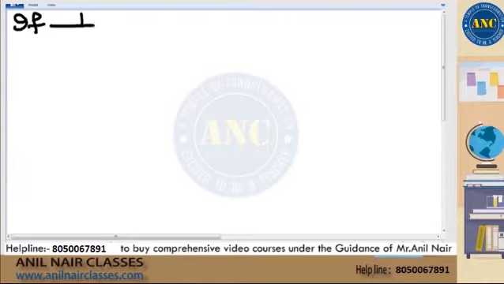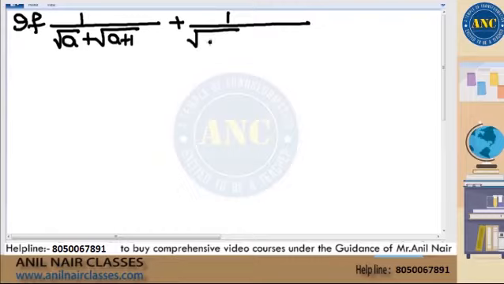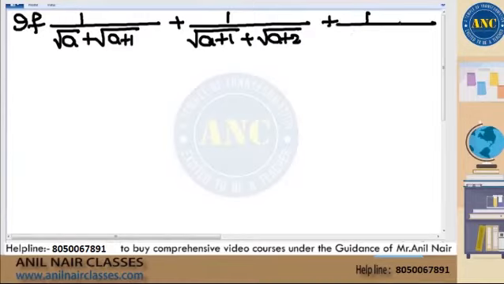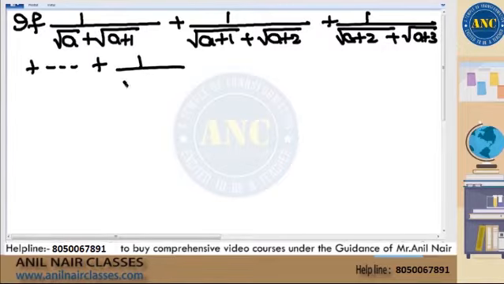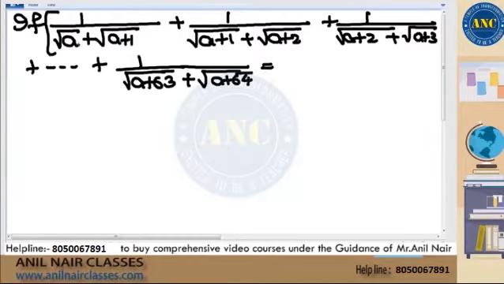if 1 divided by root a plus root of a plus 1 plus, all are slightly higher level questions I am discussing now, 1 by root a plus 1 plus root a plus 2 plus 1 by root a plus 2 plus root a plus 3, and the last term is 1 by root of a plus 63 plus root of a plus 64. This entire value, whatever I started from here and ended here, is given as 4.